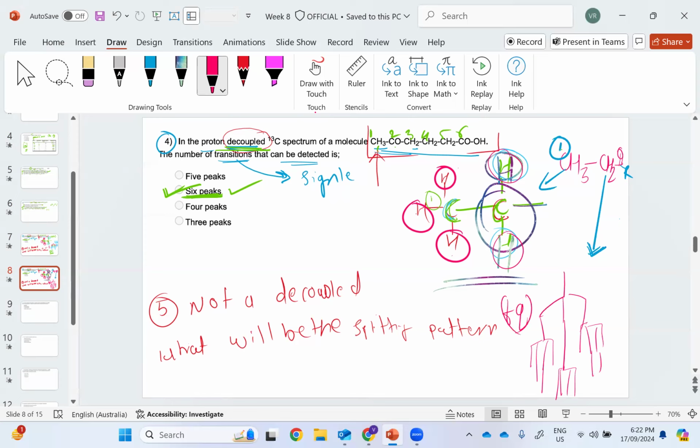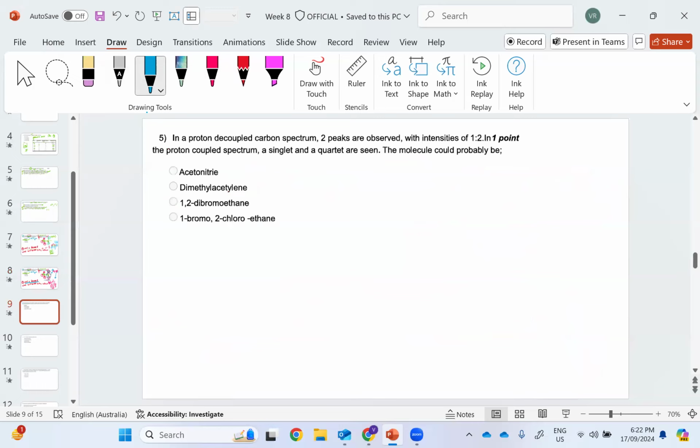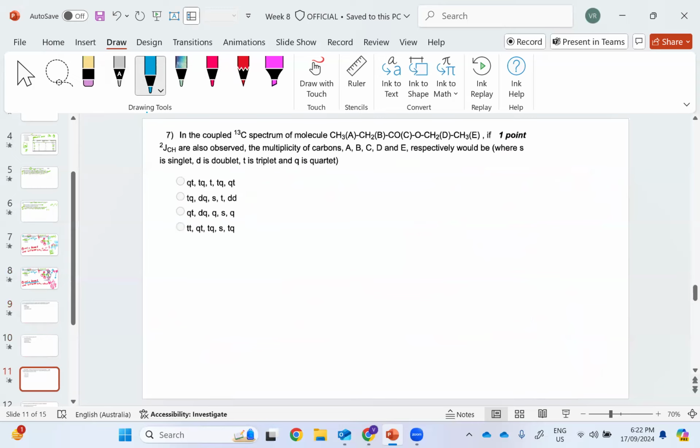So here for this one, we will get a triplet of quartets. In this way, you can solve any splitting pattern for the undecoupled 13C spectra. We have the same question based on similar parameters. Here, this is the question. It is in the assignment.